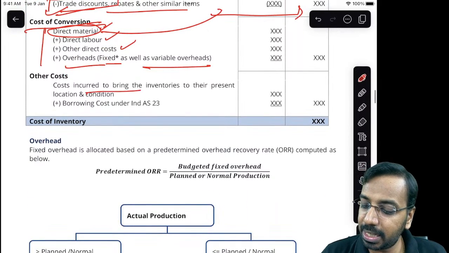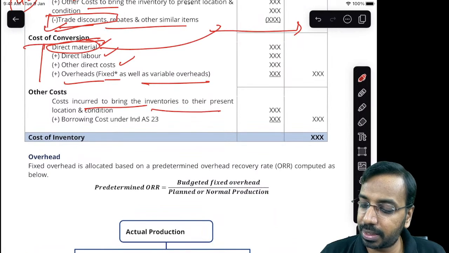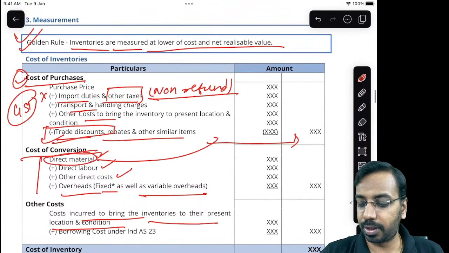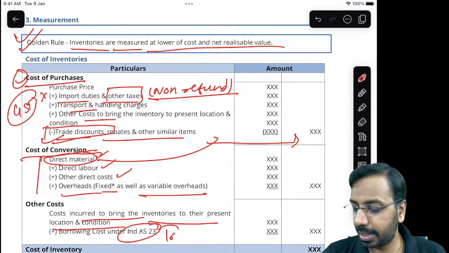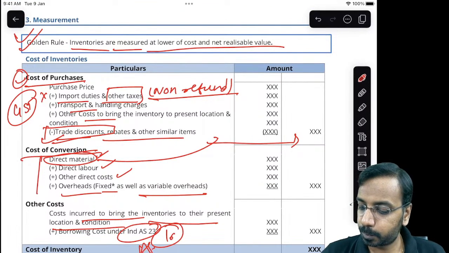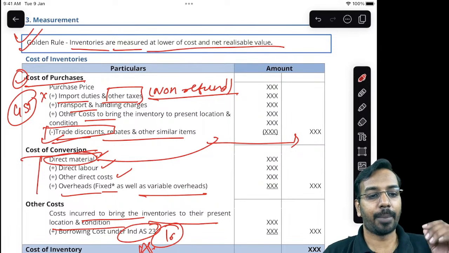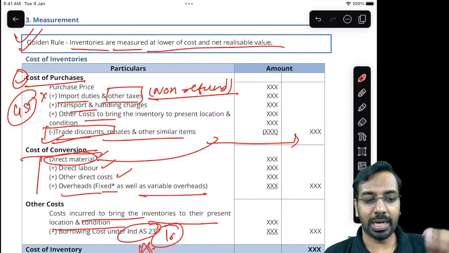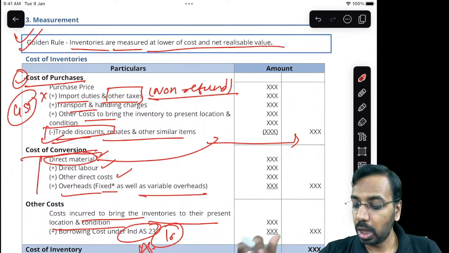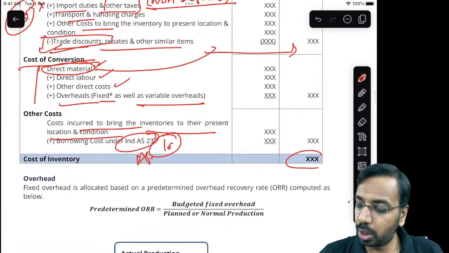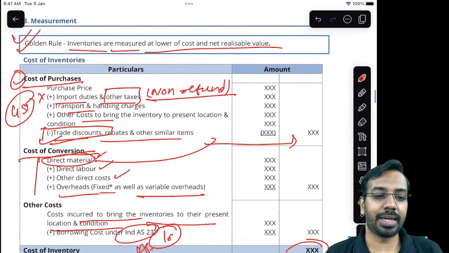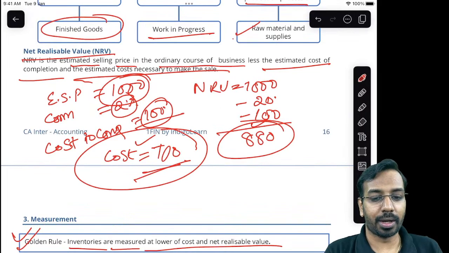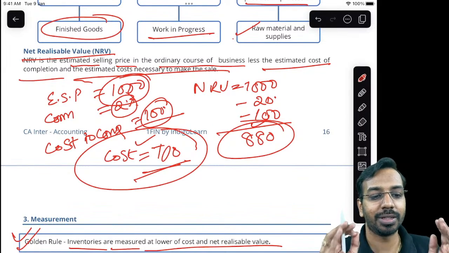And any other cost to bring the inventories to their present condition and location, that should also be included in the cost of inventory. So this is not Ind AS 23, this is AS 16. Okay. So cost of purchase means purchase price plus all taxes, plus cost of conversion means all labor, other direct cost, fixed overhead, all of that will give you the cost of the inventory. This cost you will compare with the net realizable value. Whichever is lower, that will be the valuation of inventory.